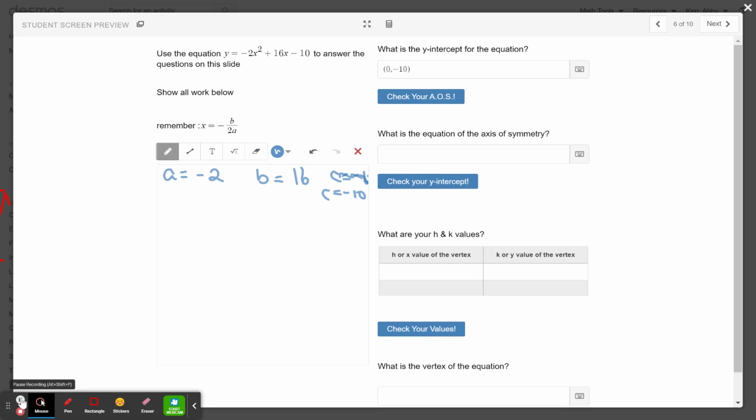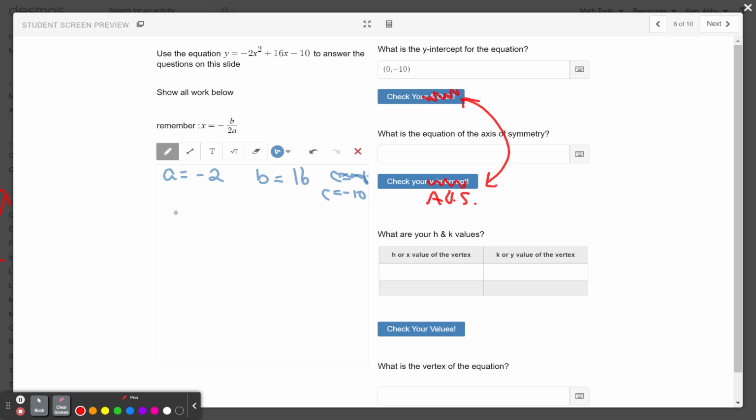Please ignore these two things. I have to switch them when I'm done with the video. So check your y-intercept. That was the y-intercept, and then this will be your AOS. That's my fault.